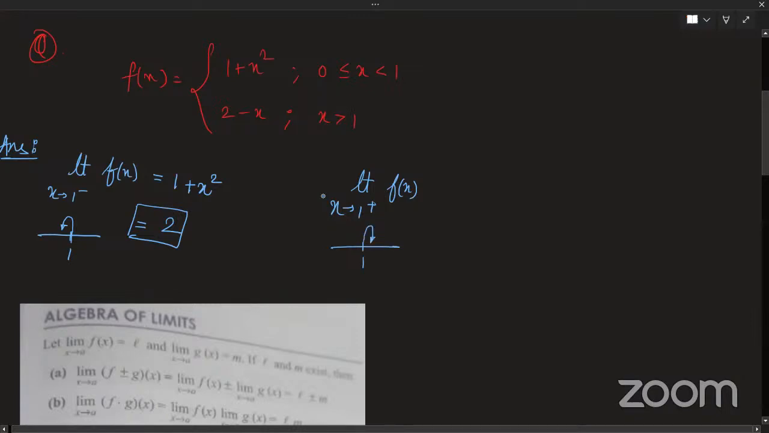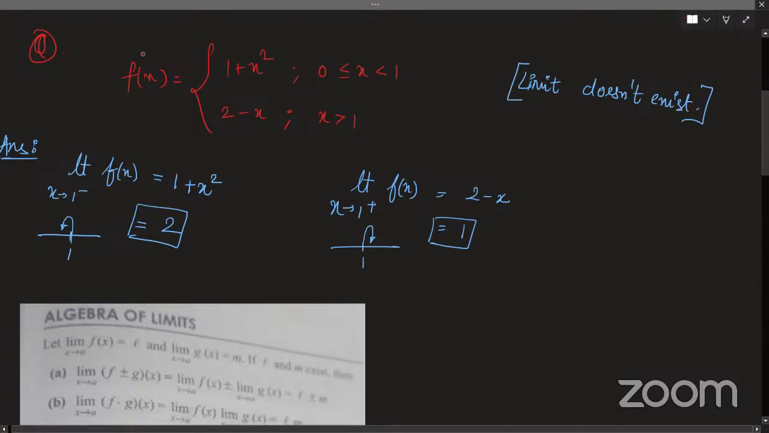So it is to the right side of 1, so it will follow 2 minus x because it is greater than 1, right? So what is the value of 2 minus x? One. Correct. So is the limit existing? No, sir. The limit does not exist. Not an issue.